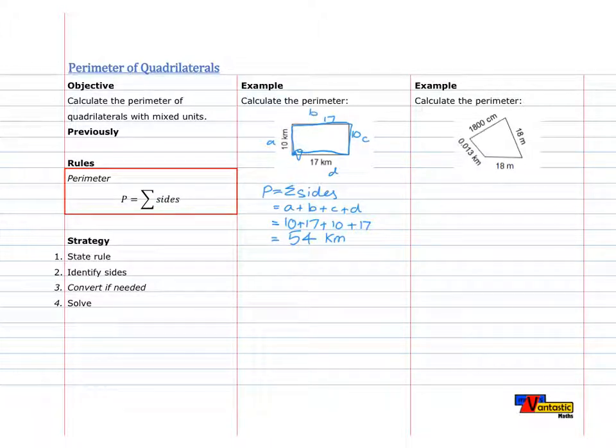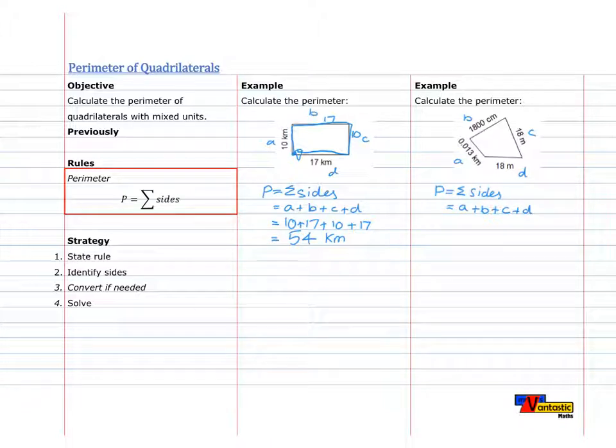As usual, we'll start by stating our rule. Perimeter is equal to the sum of the sides. And again, we can label these A, B, C, D, or anything you really want. I just find those easy. And then we can just add up all of those sides, A, B, C, and D.